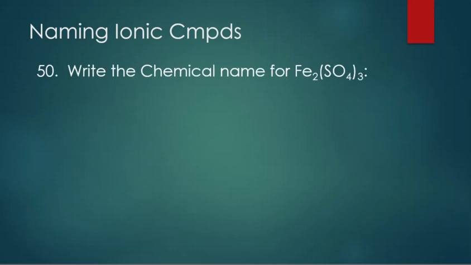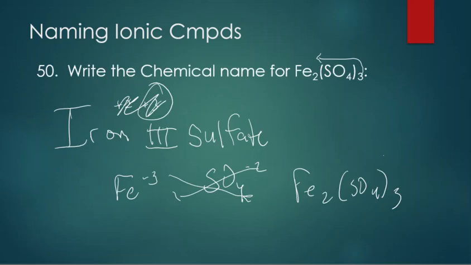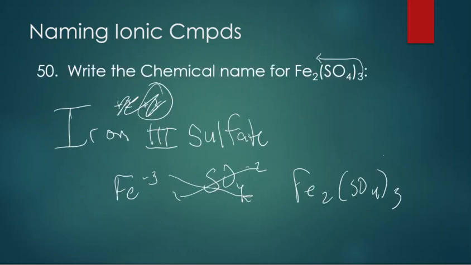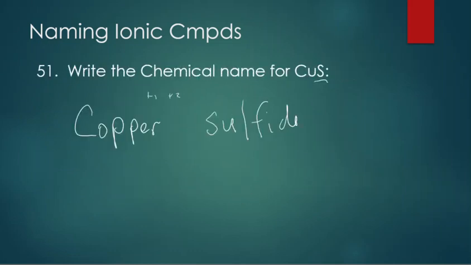Look at this one. Does this one look like it was crisscrossed? Yeah. Does this one look like it was crisscrossed? Yeah. Does this one look like it was crisscrossed? No. Which means, since it wasn't crisscrossed, the charges must have been the same. So what is the charge on sulfur? -2. So if copper completely canceled that out, which copper would that have been?